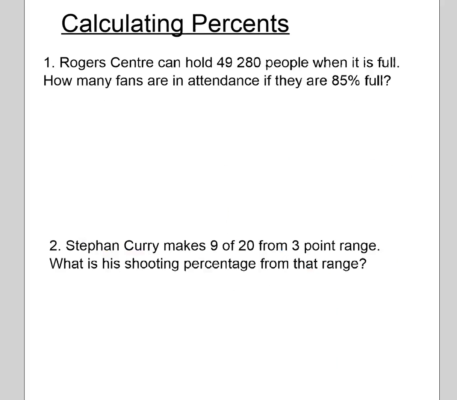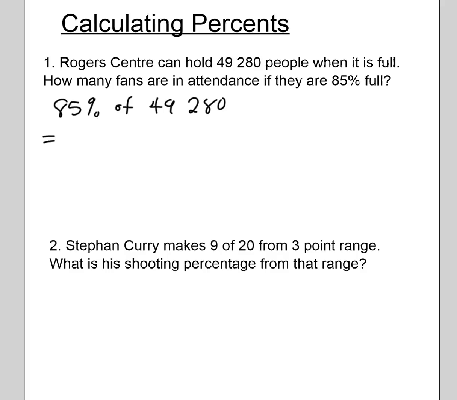So here's an example. The Jays do this a lot. They look at attendance records, right? So if Rogers Center can hold 49,280 people, how many people would be there if it's 85% full? The people that own the Jays are going to be looking at these stats and seeing how full their stadiums are and what they need to be doing to attract fans. So all we have to really do here is find out what 85% of our full stadium is.